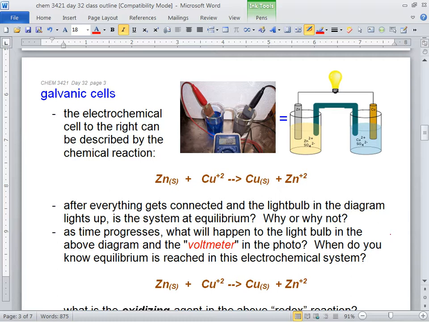Galvanic cells. This is what we're all about. Okay, you're stuck on a desert island. You want to generate some electricity and power your little reading light so you can read a book. The electrochemical cell to the right can be described by the chemical reaction. Overall, you have one half reaction or one cell, right?